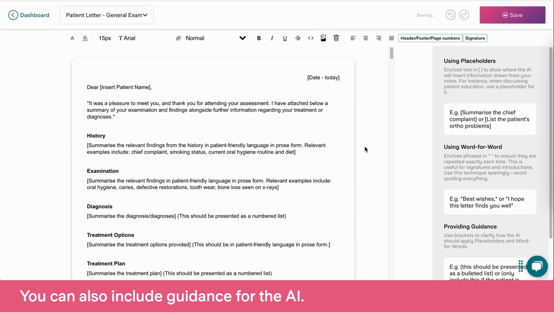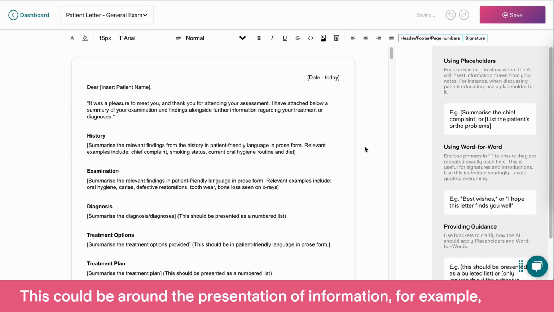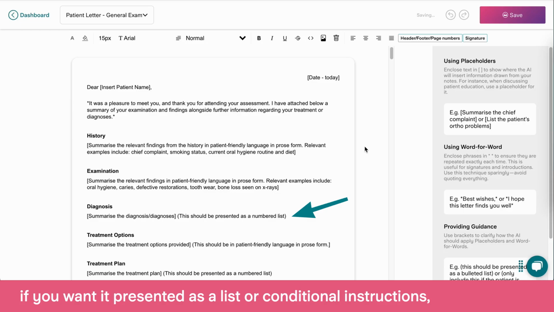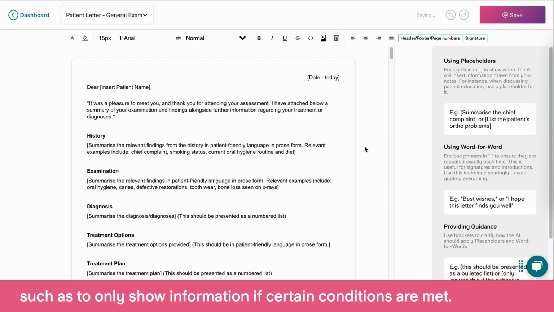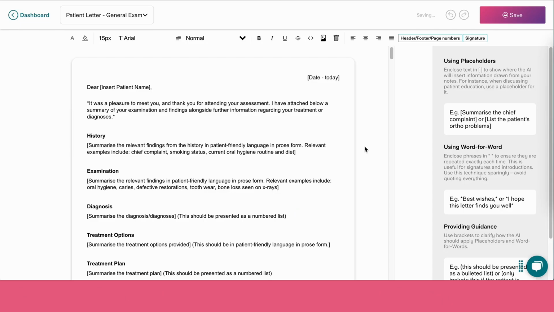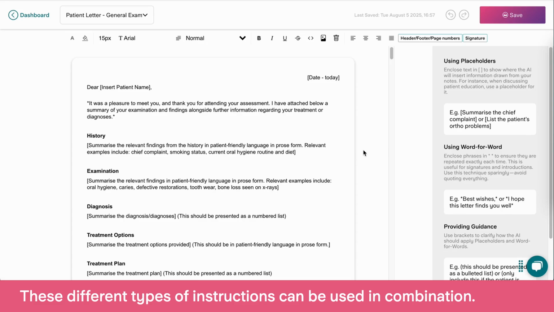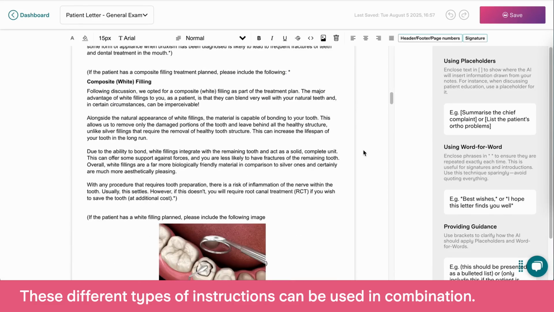You can also include guidance for the AI. This could be around the presentation of information, for example, if you want it presented as a list, or conditional instructions, such as to only show information if certain conditions are met. These different types of instructions can be used in combination.